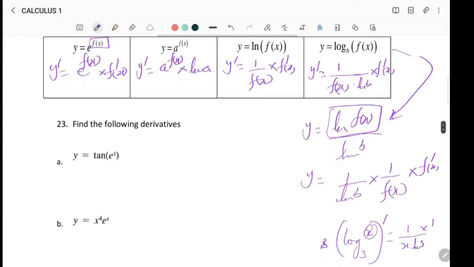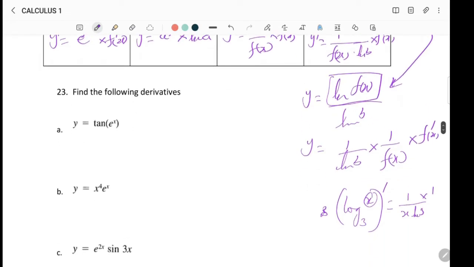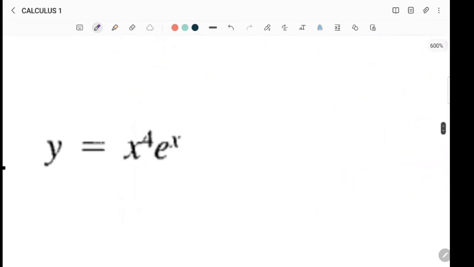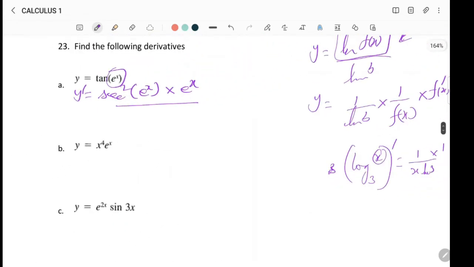Now we have examples here, so we'll differentiate these. Y dash, tan differentiation is sec squared, and inside we have e to the power x. E to the power x differentiation is e to the power x. Now product rule, what is that? I'm going to consider this as x to the power 4 times e to the power x. So y dash, now chain rule, 4x cubed e to the power x plus x to the power 4 e to the power x.